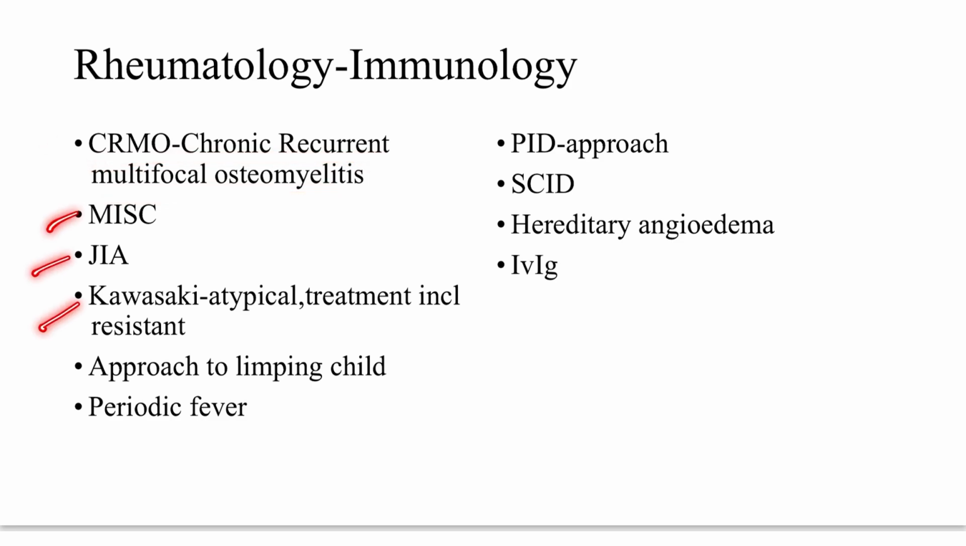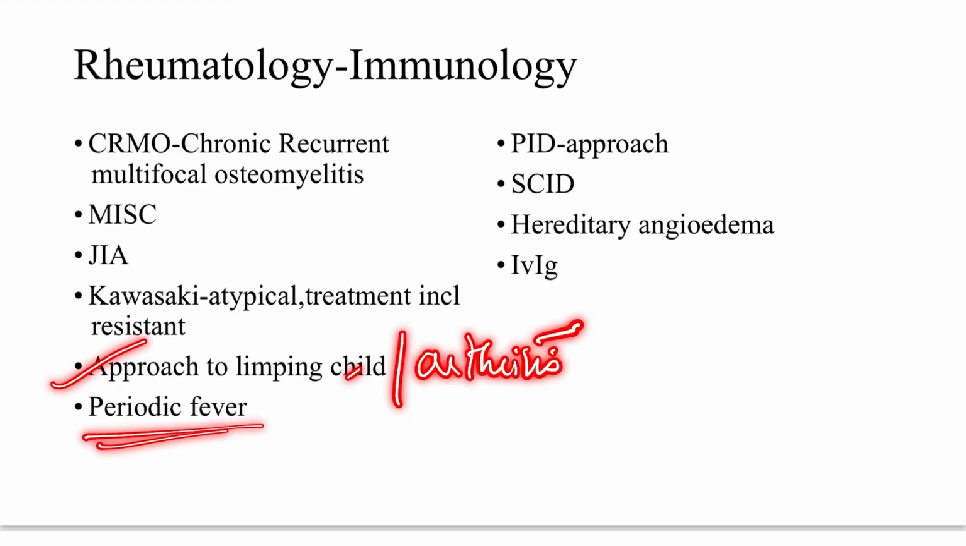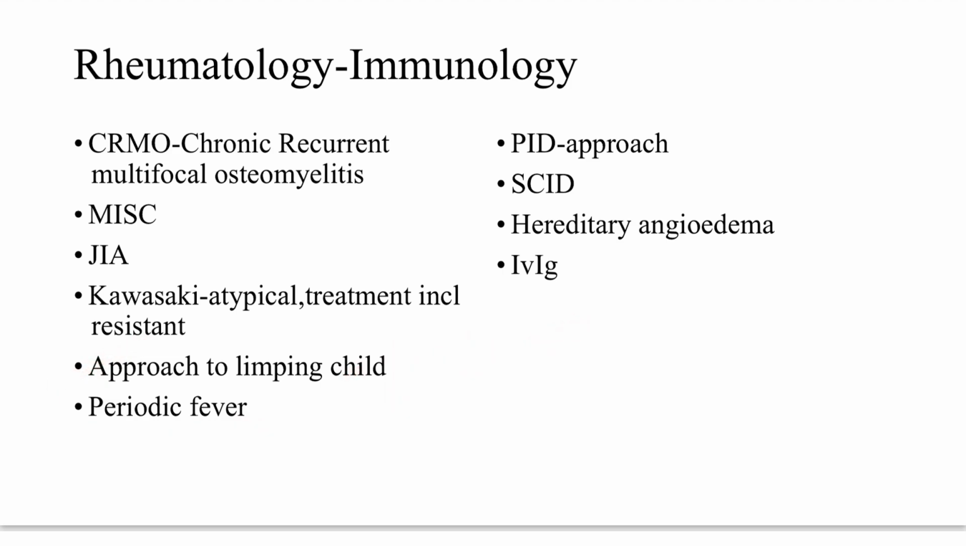MIS-C, JIA, Kawasaki, very typical. Kawasaki, you read about atypical things. Okay, atypical Kawasaki, resistant Kawasaki, how do you treat, regular treatment approach, all of that you should know. Approach to a limping child or approach to arthritis, that you should know. Periodic fever, you read. Okay, PID approach. I think this also we have discussed.